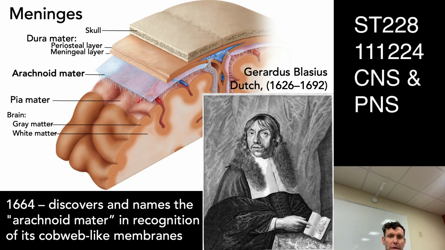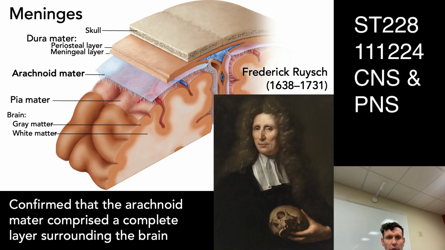Later, this guy, much later, 1700 years later, Gerardus Blasius, a Dutchman with a sweet hairdo, in 1664 also discovered the arachnoid mater and called it such in recognition of the fact that it had spidery, cobwebby lines that were a part of it. Later, another Dutchman, this guy Frederick Ruysch, confirmed that it comprised a complete layer surrounding the brain.